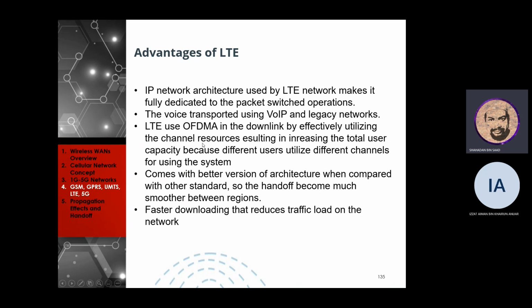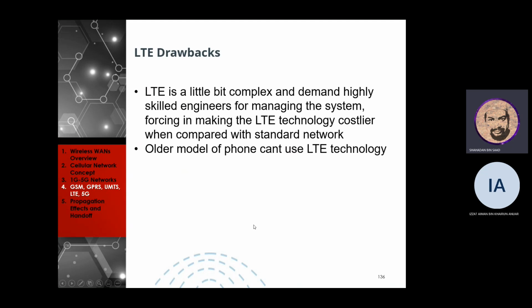So utilizing channel resources means that if nobody else is using it, we can get more speed, right? It comes with a better architecture compared with other standards, so the handoff becomes much smoother between regions. And you see, faster downloading reduces the traffic load on the network. Those are the advantages of LTE. Okay, the disadvantages or drawbacks.